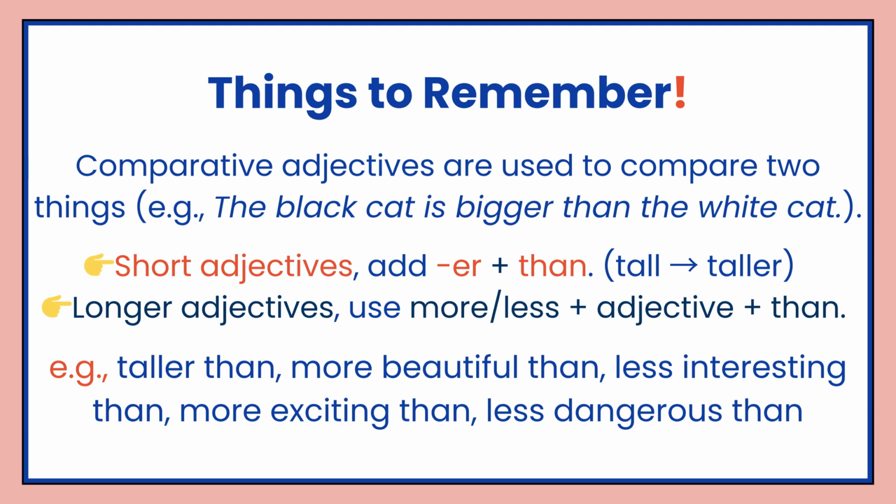For short adjectives, we use -er, than, taller than. For longer adjectives, we use more or less, plus the adjective, plus than. For example, taller than, more beautiful than, less interesting than, more exciting than, less dangerous than. Now we know the rule, let's begin.